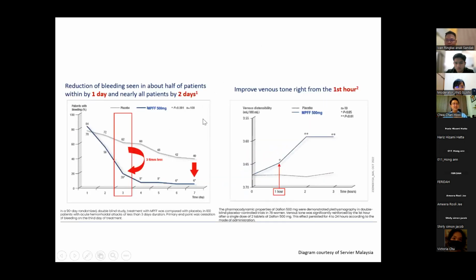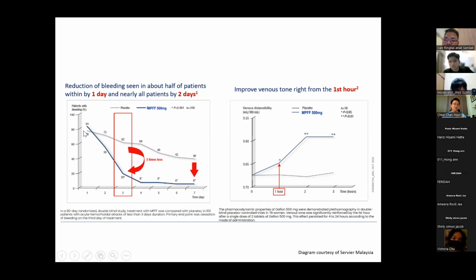Okay, so it is said that for patients who present with hemorrhoidal bleeds, after starting on phlebotonic medication, by one day half of the patients will stop bleeding, and by the second or even third day, nearly all the patients would have stopped bleeding, right? So this graph shows the numbers of patients who are still bleeding, and this is time. By the third day, it's only 20%. By the fourth day, it's only 8% left, right?